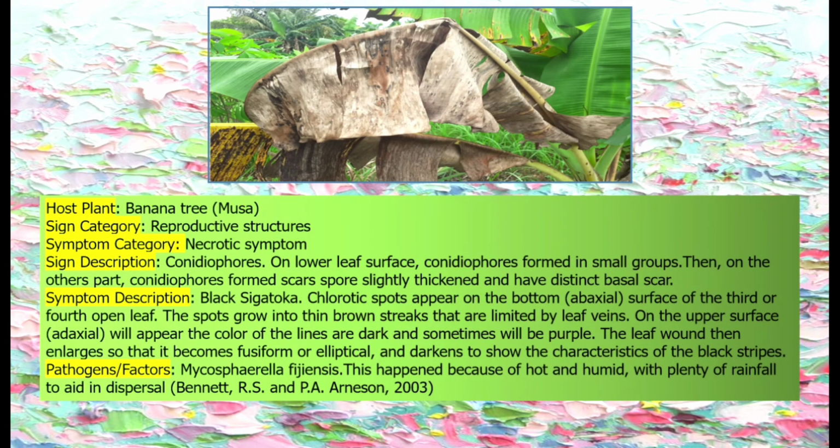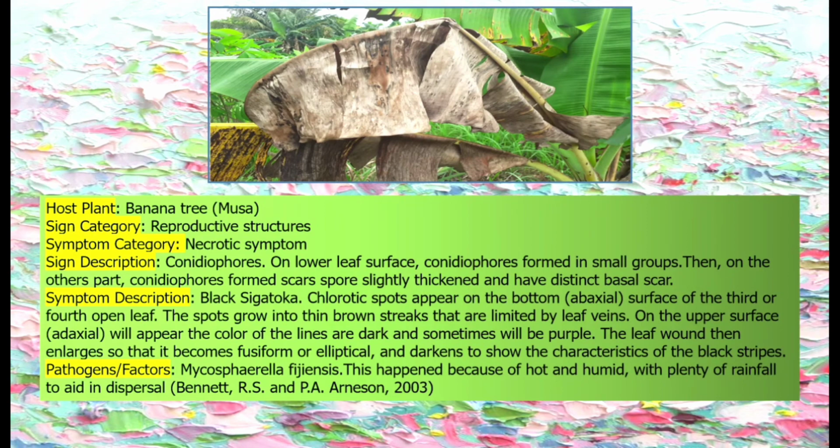From the first picture, we can see it is banana leaves. The sign category is reproductive structures. The symptom category is necrotic symptom. The sign description is conidiophores. On the lower leaf surface, conidiophores form in small groups. Then on the other spot, conidiophores form conidia with slightly thickened scars and a distinct basal scar. The symptom description is black sigatoka.